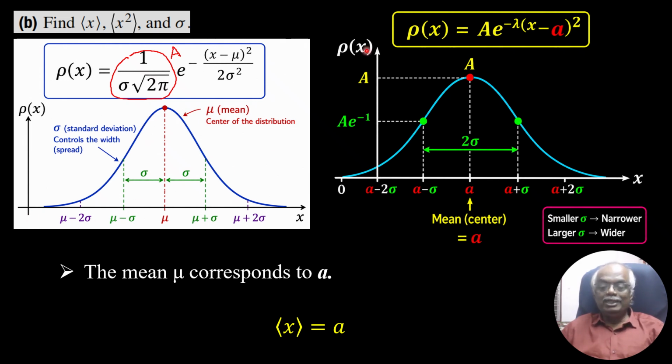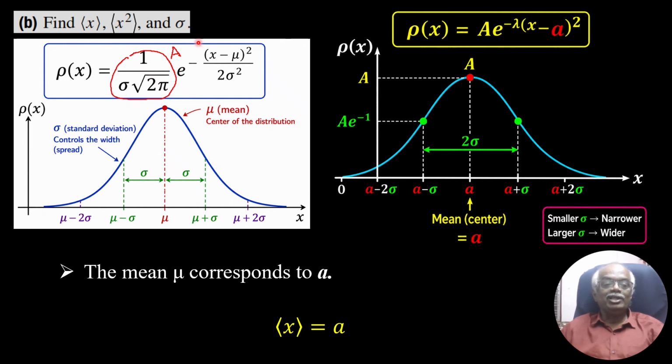Now we will come to our problem. That is rho of x equals A e to the power minus lambda (x minus a) whole squared. So like mu, here a is the mean value. a is at the center. So this wave function is distributed equally on both the left side and the right side. Like here, this is a plus sigma, a plus 2 sigma. On the other side, it is a minus sigma, a minus 2 sigma.